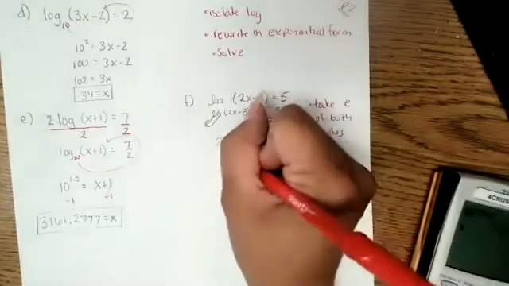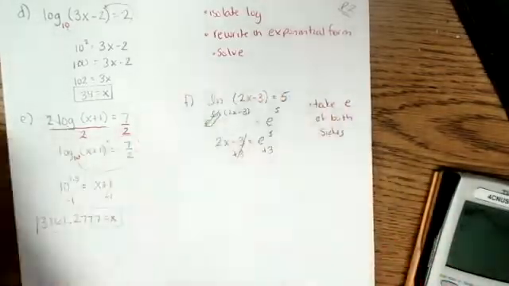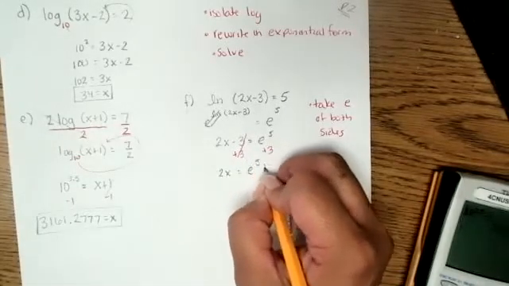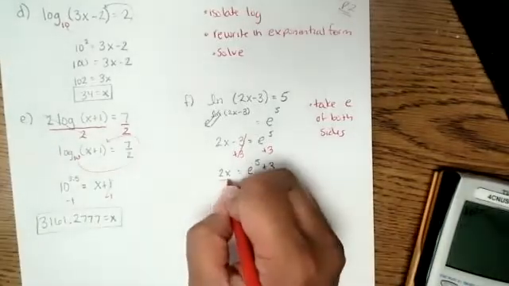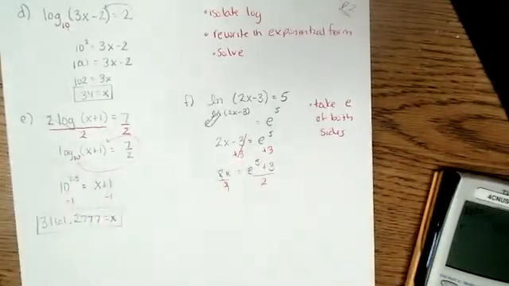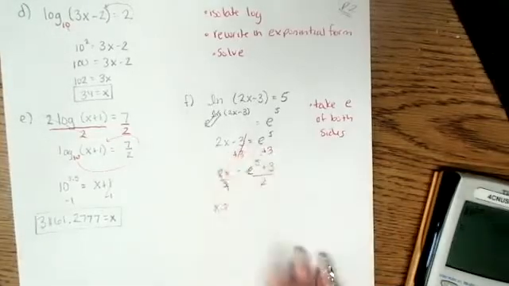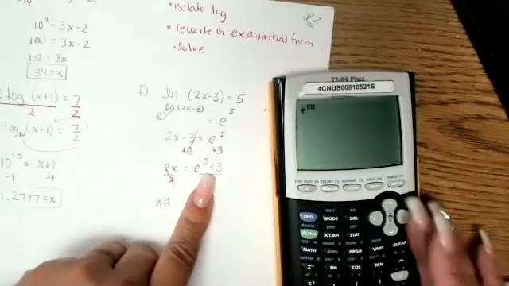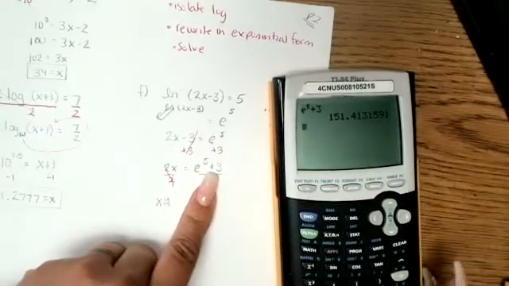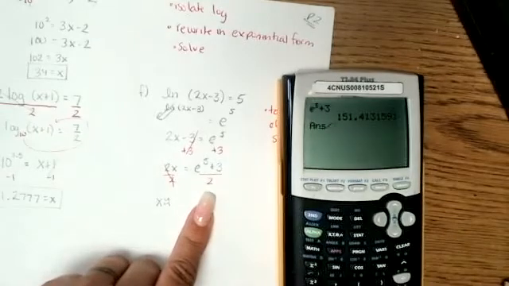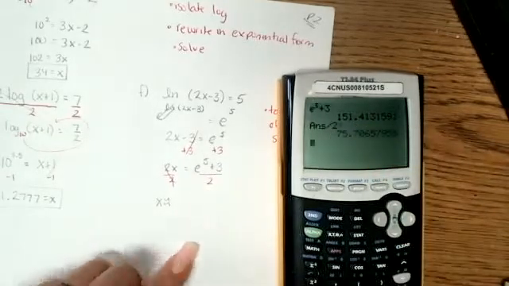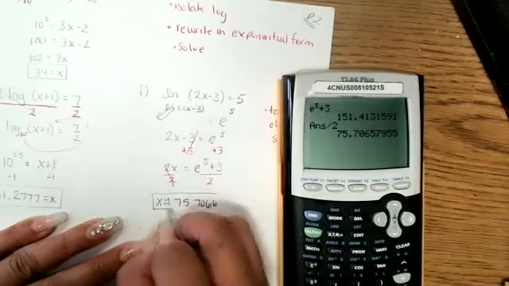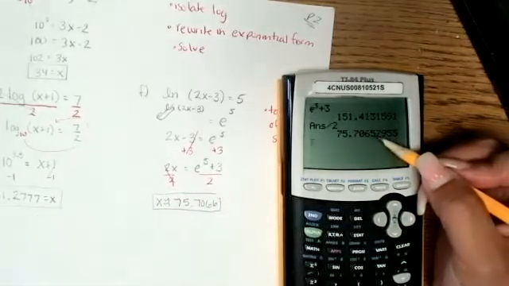So now I'm going to add 3 to both sides. So now 2x is going to equal e to the 5th plus 3. Then I'm going to divide both sides by 2. Now I'm going to use my calculator. First, I need to do the numerator. So the numerator is e to the 5th power plus 3. Now divided by 2. So leave that answer. It's pulling the answer from above, divided by 2. And I get 75.7066, because the 7 is going to make that 5 round up.